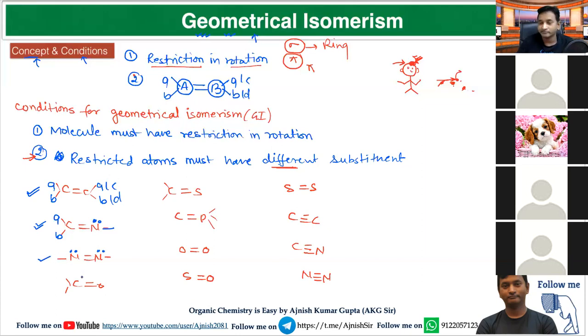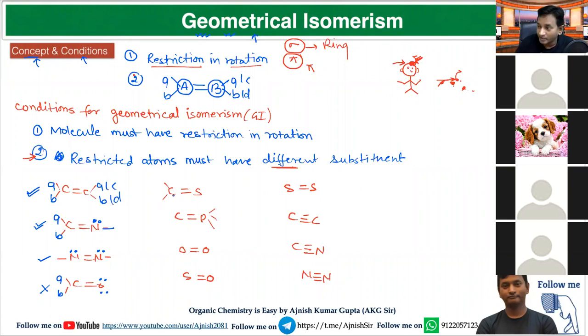But in the case of a carbon-oxygen double bond, think about this. Here, the two lone pairs are the same. I can make a change in A and B over this C, but we cannot make a change over this oxygen because both lone pairs are the same. If we have the same substituent or the same lone pair, then such a compound will not show GI. Is it clear?